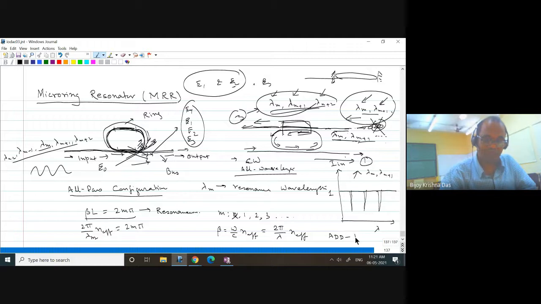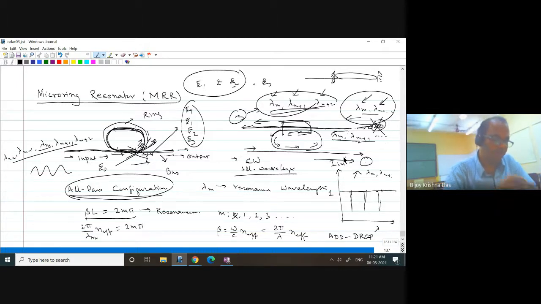I'm just writing a capital I here. Add-drop ring resonator, add-drop configuration. This is called the all-pass configuration, and this type, where two bus waveguides are there, is called an add-drop ring resonator. Both are equally used in integrated photonics.